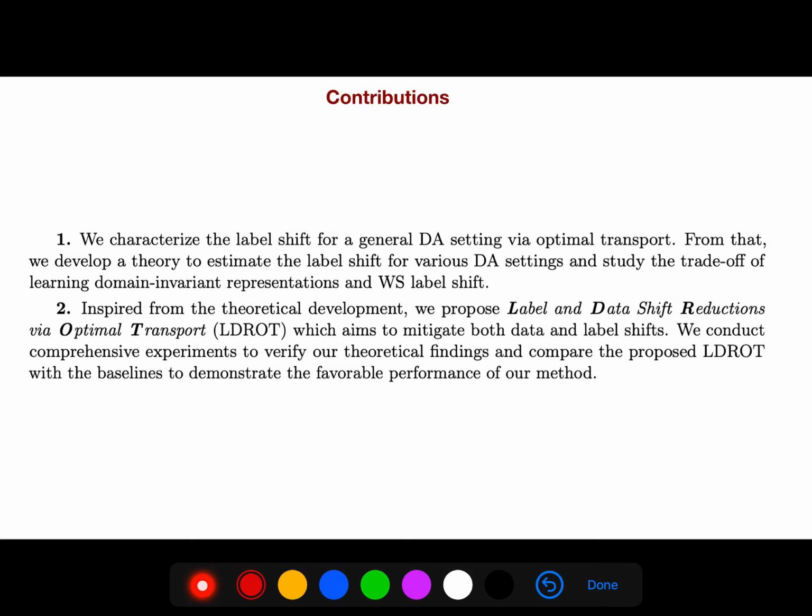The contributions in this paper are two. First, they characterize the label shift for a general domain adaptation setting via optimal transport. From that, they develop a theory to estimate the label shift for various domain adaptation settings and study the trade-off of learning domain invariant representations and Wasserstein label shift. The second contribution is that, inspired by the theoretical development, they propose label and data shift reduction, which aims to mitigate both data and label shift.